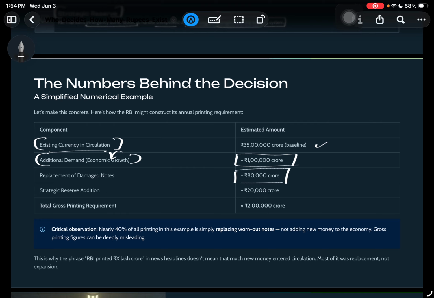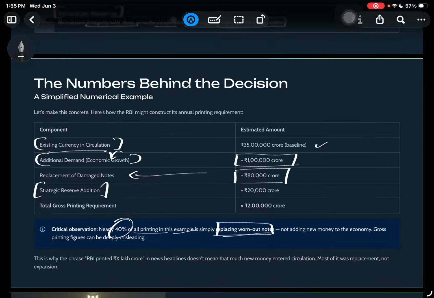See this number, 80,000. This is for the replacement of damaged notes. 80,000 crores. This is basically 40% of all the printing in this particular example, replacing worn out notes. It is not new currency being added in the economy, but it is the replacement of the worn out notes in the economy.